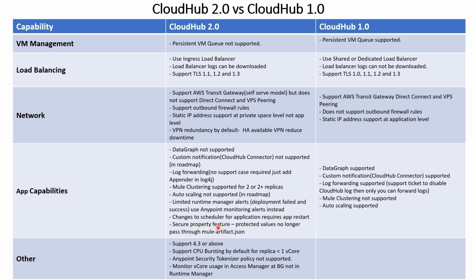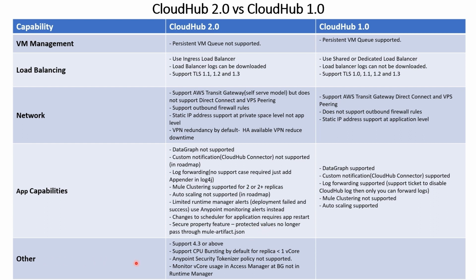In CloudHub 2.0, to protect the property value, you do not need to pass the property through the mule-artifact.json file. You can protect the value in Runtime Manager by the protect option. It uses one-way encryption. You cannot get back the value, but you can assign a new value to the property file.